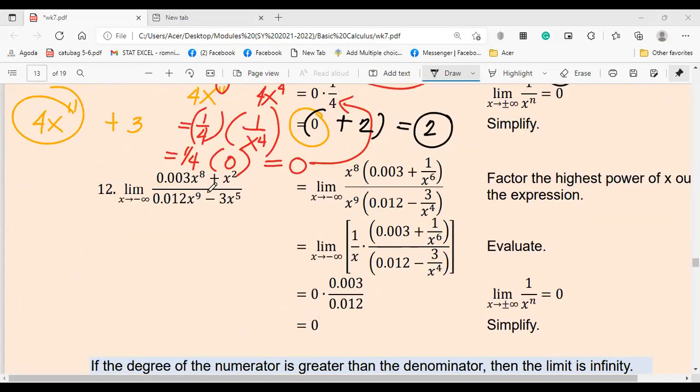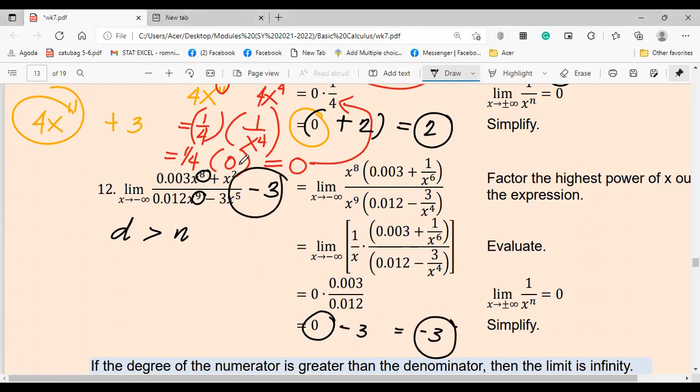Okay, number 12. Tignan nyo. 9 versus 8. Denominator is greater than numerator. The answer is 0. So what if minus ako ng 3 dito? Anong sagot? Comment your answers. I can see your answers very quickly. Okay? You always practice. So what if I subtract 3 there? What will be the answer? Definitely negative 3. So 0 minus 3 is negative 3.